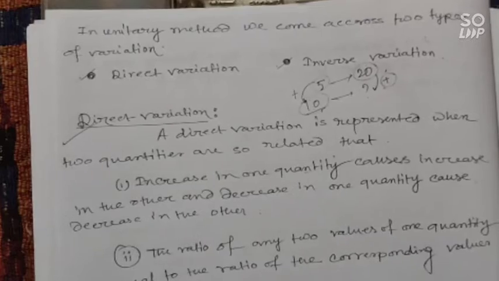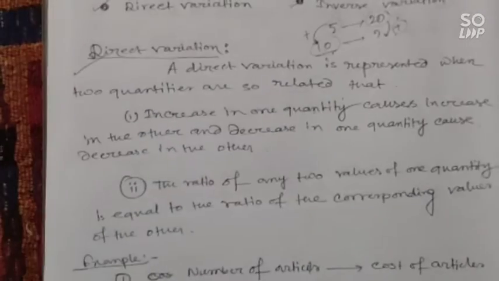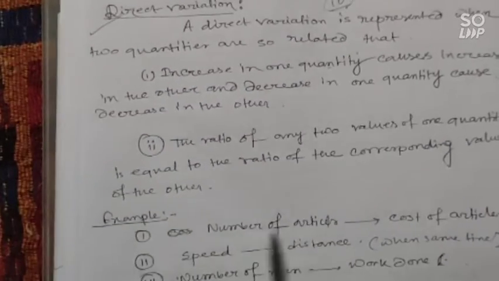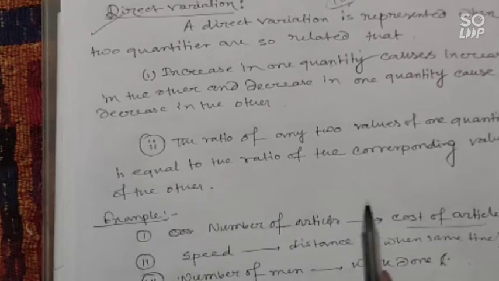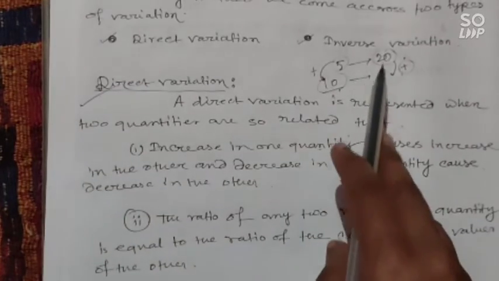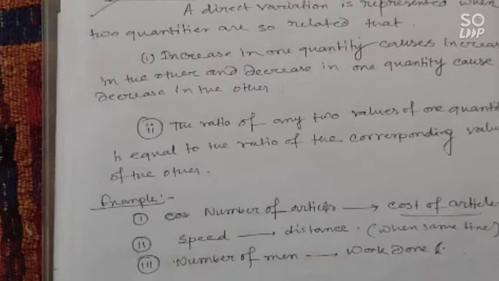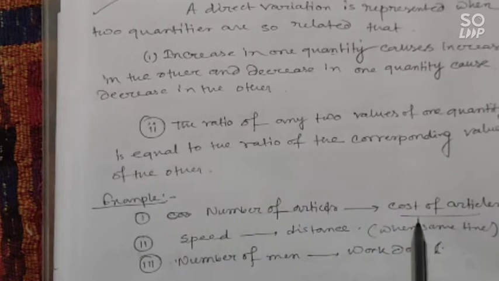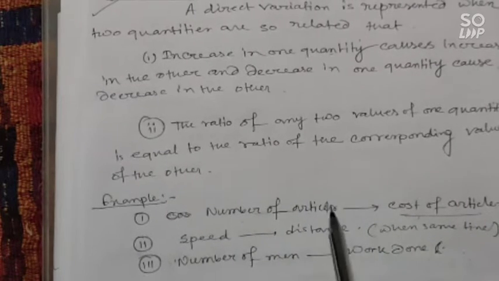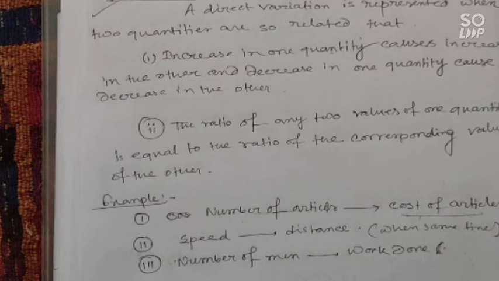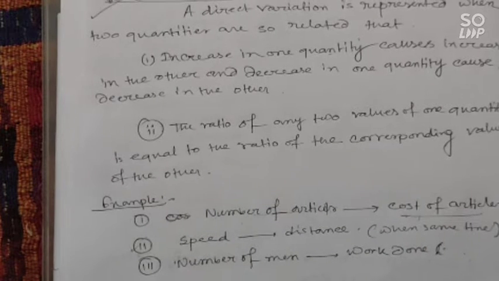So which quantities are related in direct variation? The number of articles and the cost of articles. Just before, I gave you the example: when the number of articles is increased, then the cost of articles is also increased. So the number of articles and the cost of articles will always be in direct variation. And the second example is speed and distance.